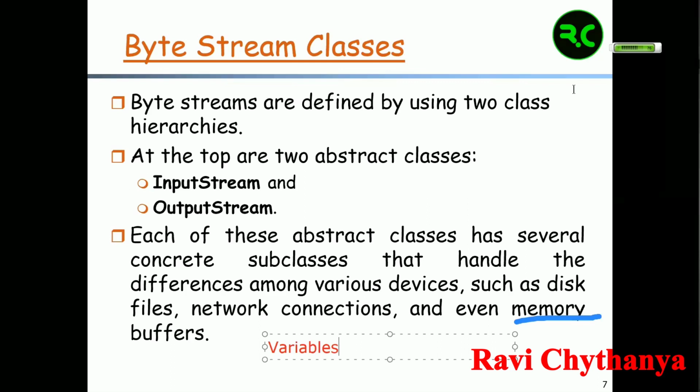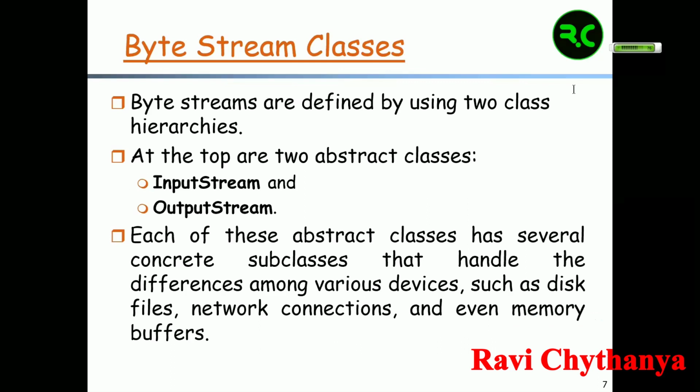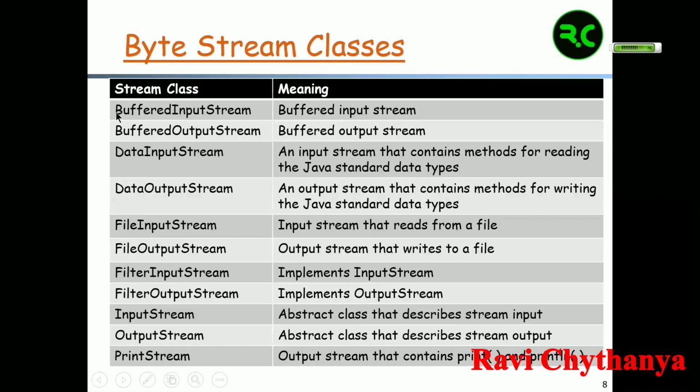Let me go to the next slide, which is going to have the classes information of the input and output stream classes. Here, buffered input stream is going to read the data from the input stream and store it into a variable. And buffered output stream is going to display the data from a buffered variable to an output stream. That may be a screen, a monitor, a printer, or any other.